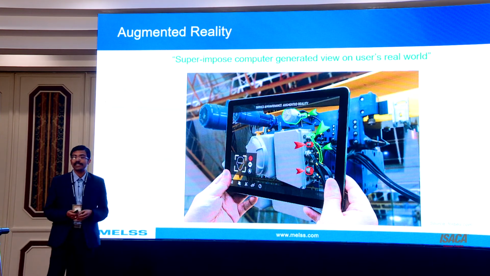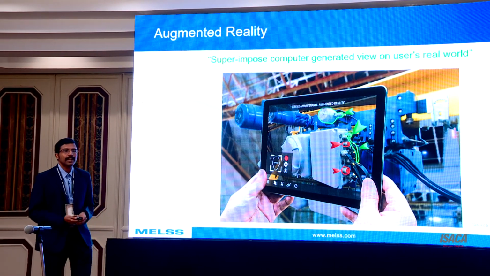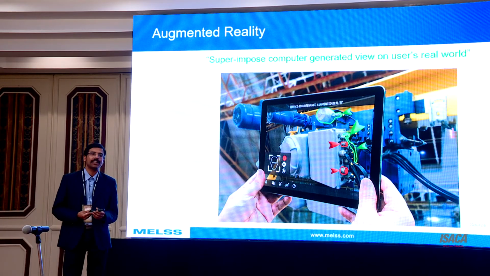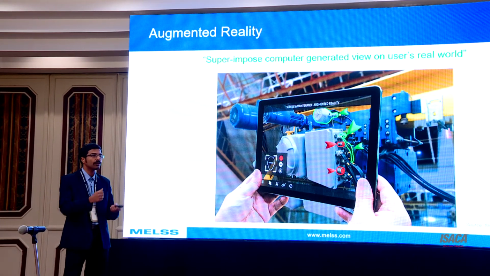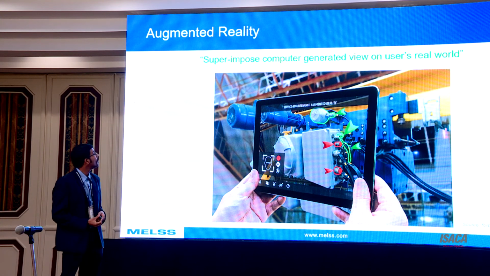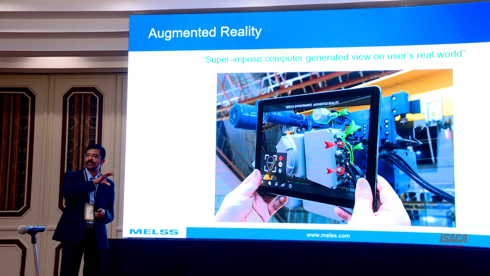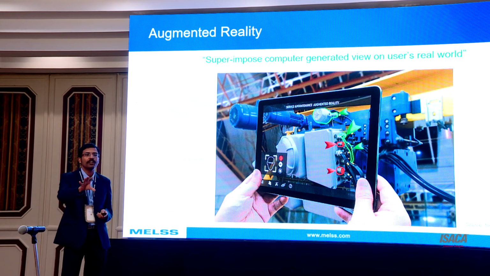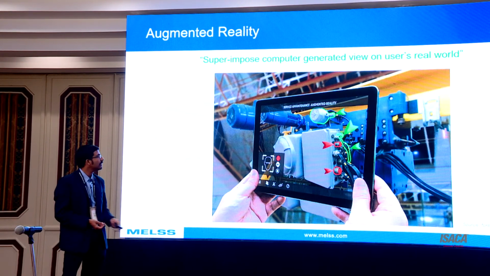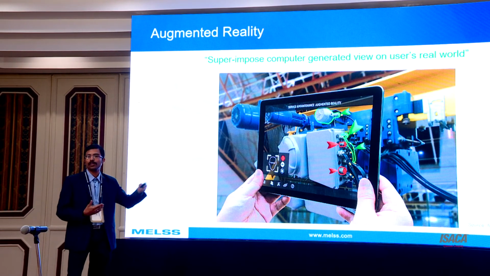The next is augmented reality. So there's a lot of talk about AR, and I think the most common AR examples today use mobile phones, and there are games available that people play with augmented reality. But what augmented reality is really about is superimposing a computer-based image on your real world. Okay? Now this is an example of how augmented reality can help someone at work, right?